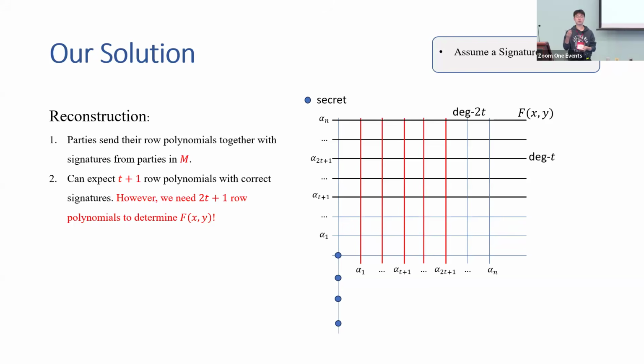But the problem occurs during the reconstruction because each party can only expect to receive t+1 row polynomials, and the degree of a row polynomial is t. That is not sufficient to interpolate a degree 2t f(x,y).